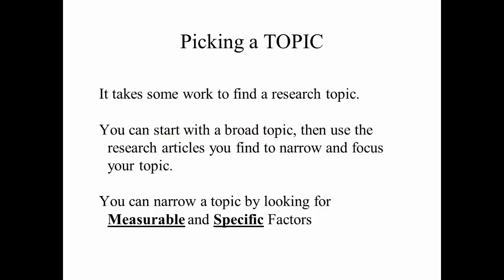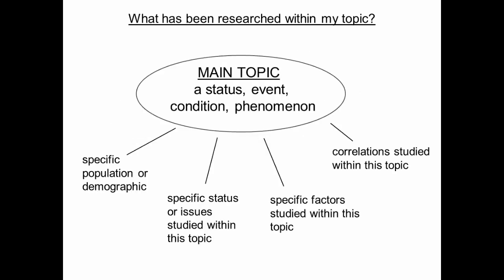By narrowing and focusing, I mean you're going to be looking for measurable and specific factors, or measurable and specific elements within your topic that are being studied. Then you'll find all the research that you can that's been done on those specific elements, and you'll start summarizing that information. So in psychology research, the main topic is a status, event, condition, or phenomenon.